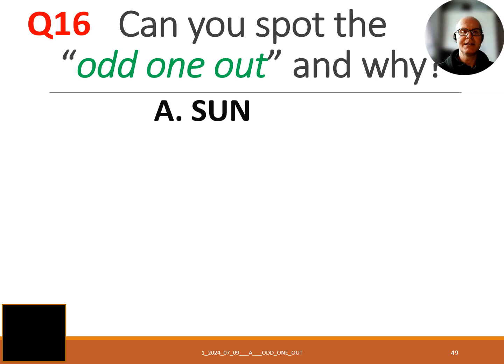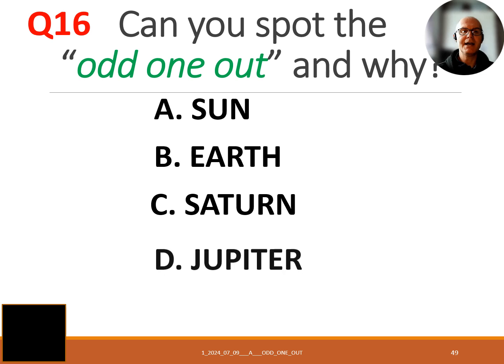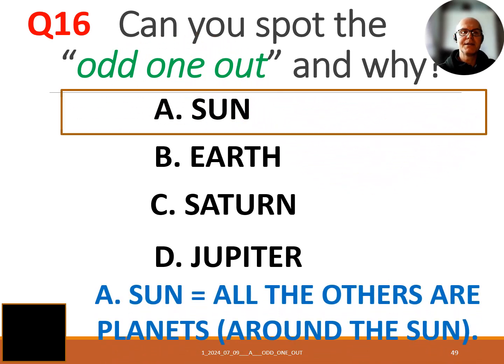Question 16. The Sun, the Earth, Saturn and Jupiter. Which was the odd one out of these 4 celestial bodies, and why? The answer was the Sun, because the Sun is a star, the other 3 are planets.